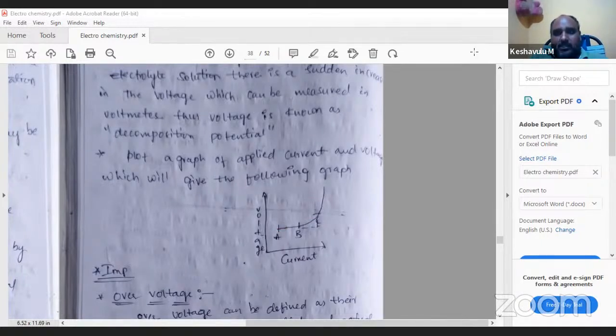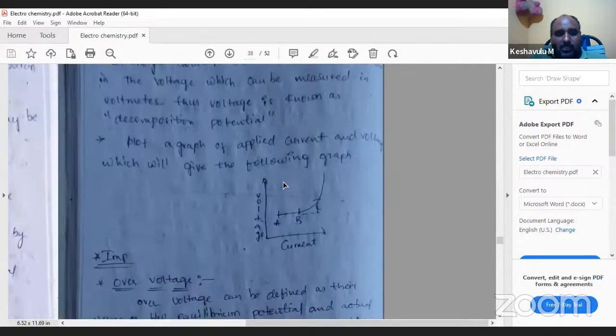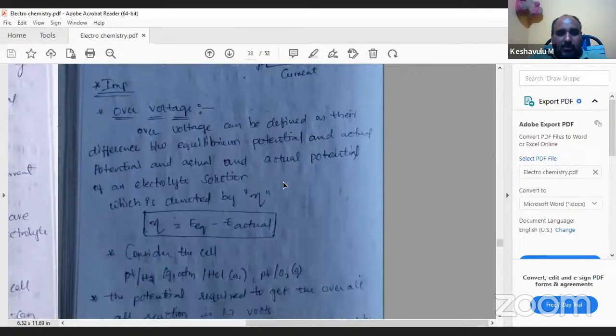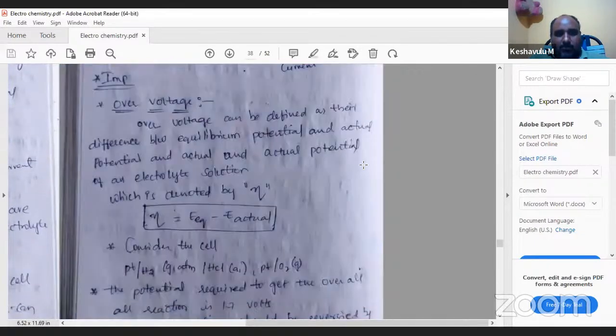Then coming to overvoltage, this concept you people may know. So what is overvoltage? First of all, just see the definition. Overvoltage can be defined as the difference between the equilibrium potential and the actual potential of an electrolyte solution, which will be denoted as this one.